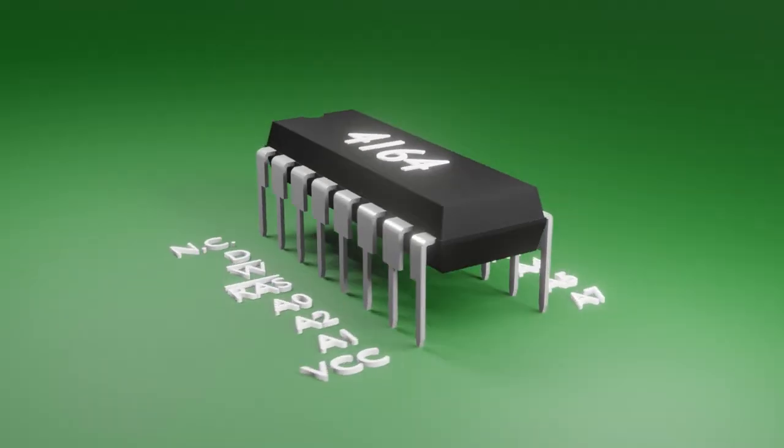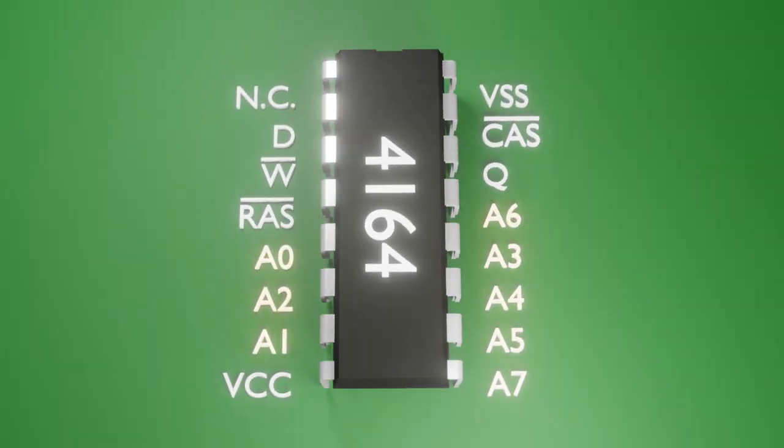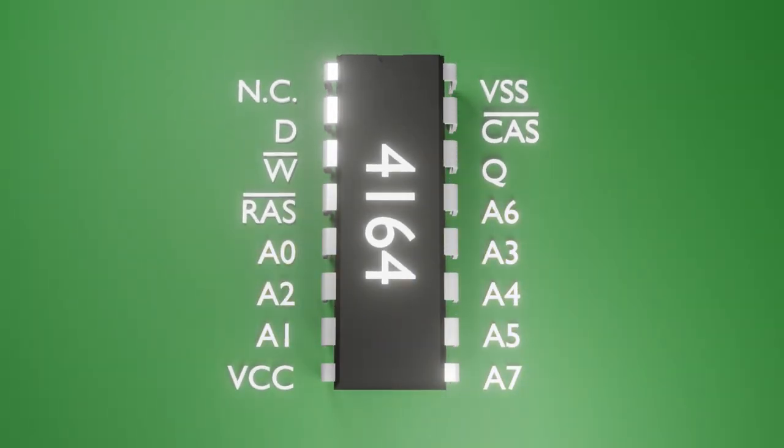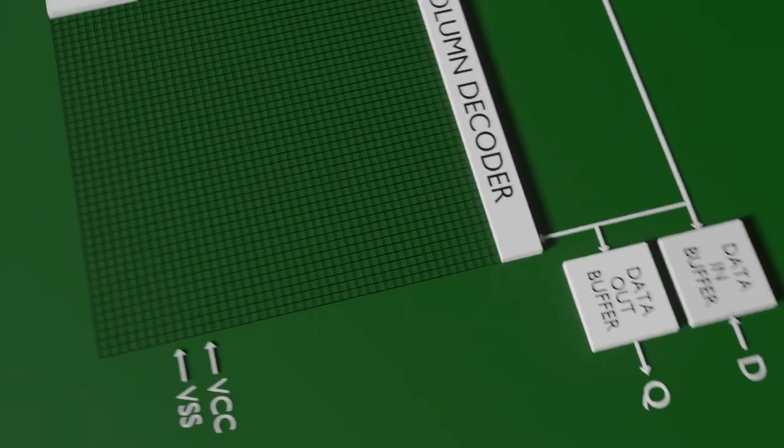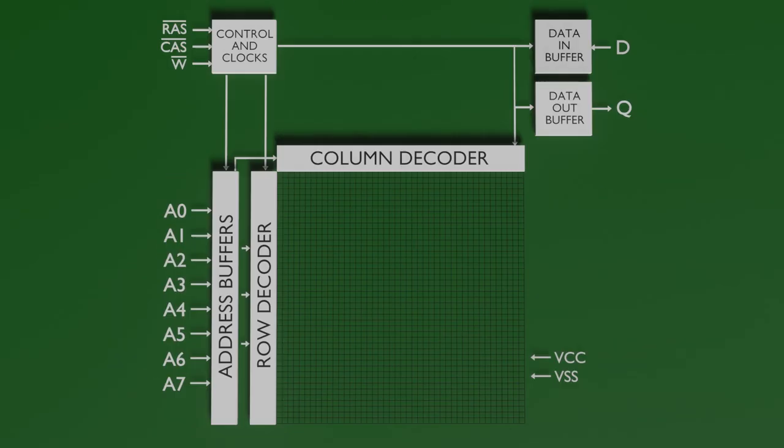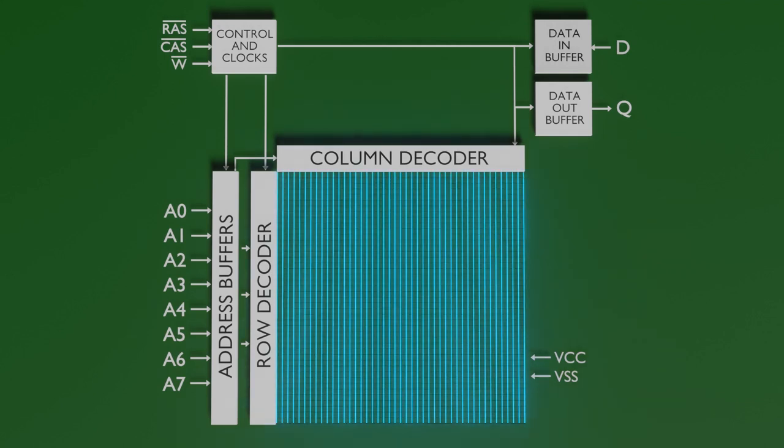The chip has 16 pins, of which 8 of them are used for addressing. Then we have pins for row and column address strobes called RAS and CAS, a write enable pin, and data in and out pins. The memory inside the chip is arranged in 256 rows and 256 columns.